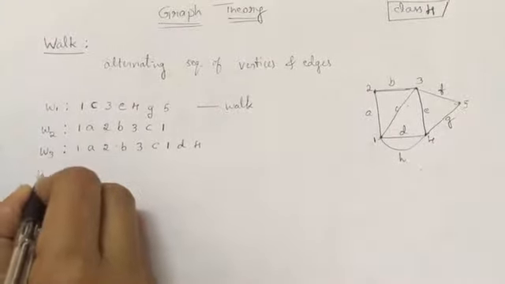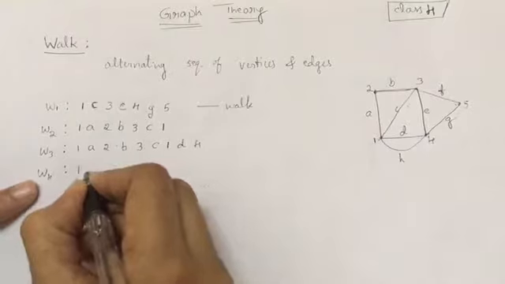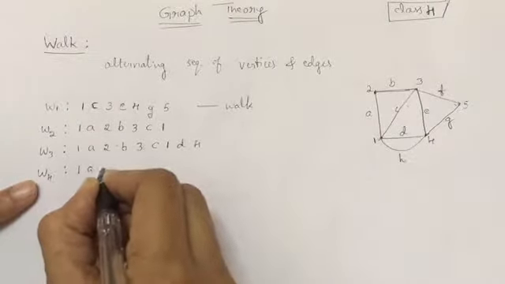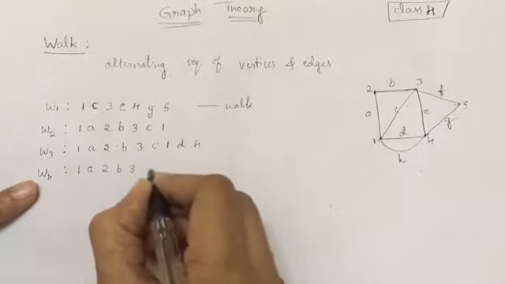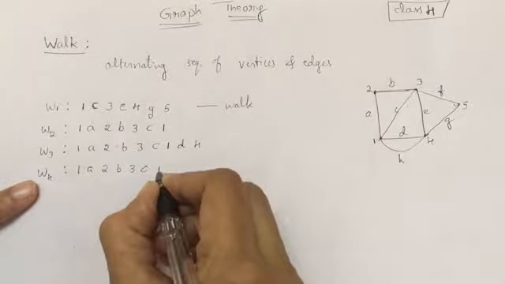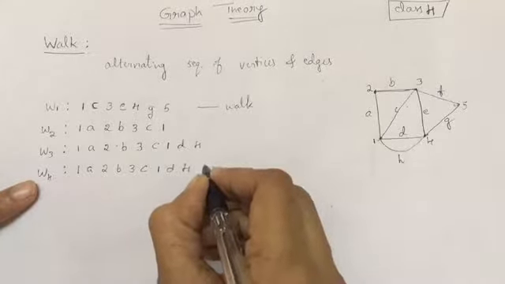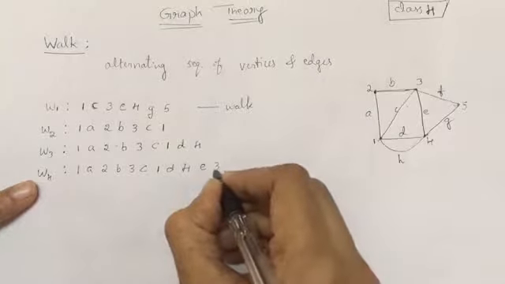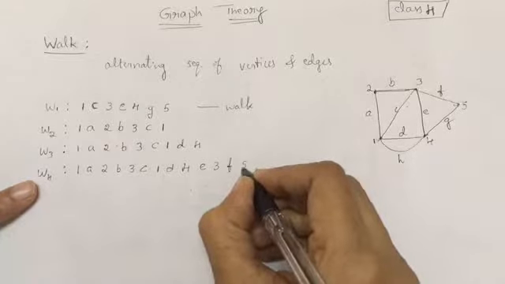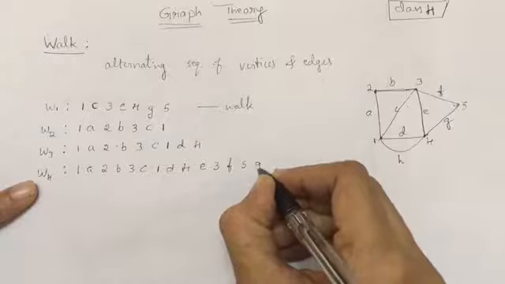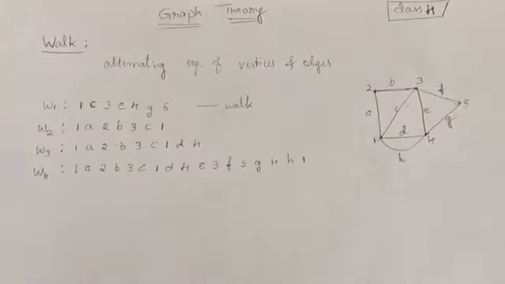And one more. I'll start with 1, edge A, vertex 2, edge B, 3, C, I'll come back to 1, I'll take up D, then 4, then I'll take up edge E, vertex 3, take up edge F, then I'll take up vertex 5, edge G, vertex 4, edge H, and I'll come back to vertex 1.